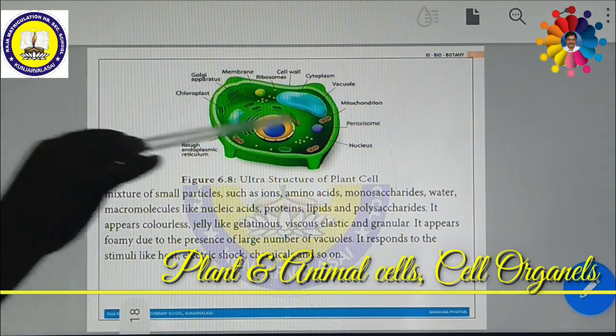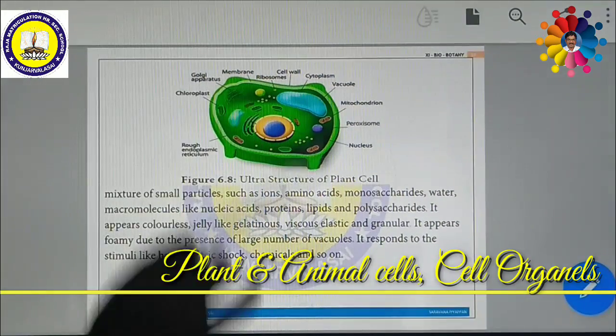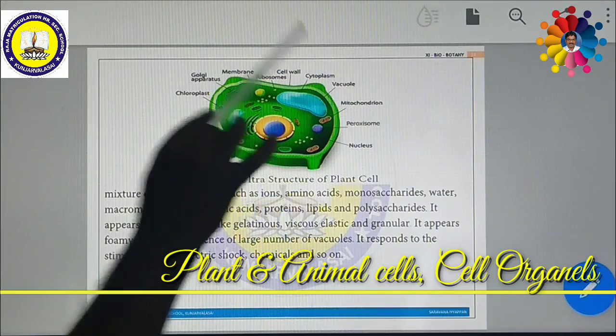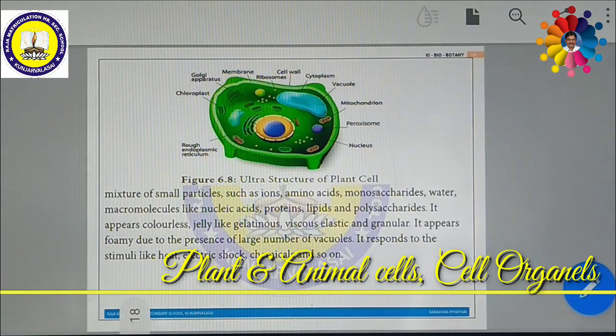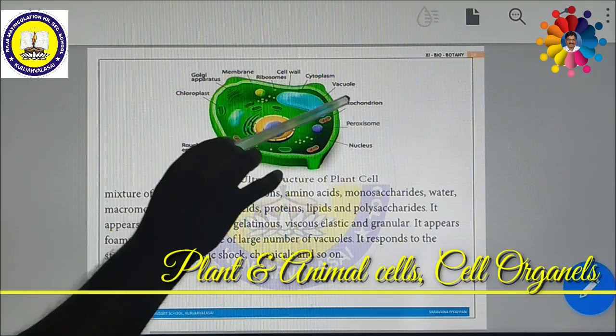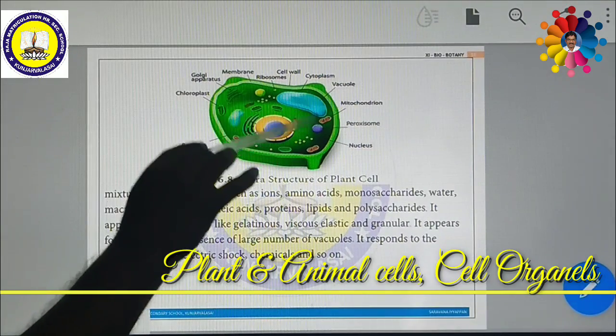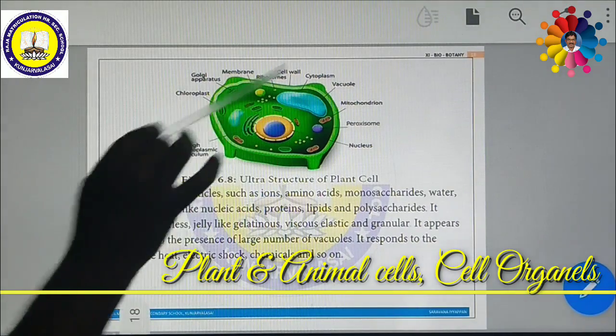Mitochondria is also called the powerhouse of the cell because they carry out respiration. Because of this respiration, energy is produced inside the cell. That is why mitochondria supply the energy for living organisms. Hence, they are called the powerhouse of the cell.